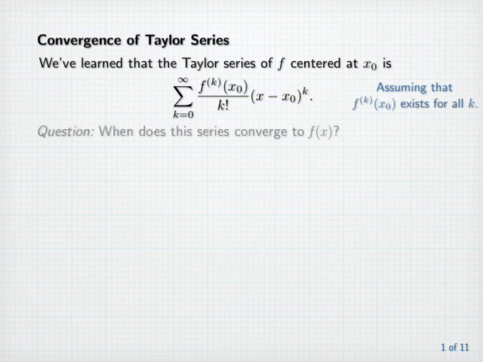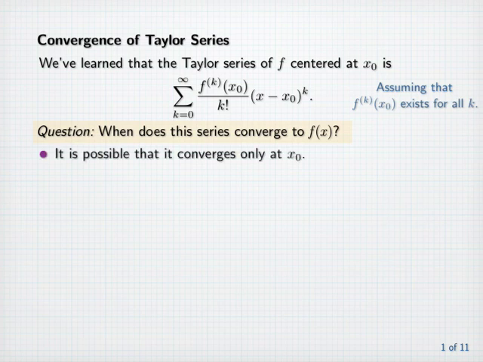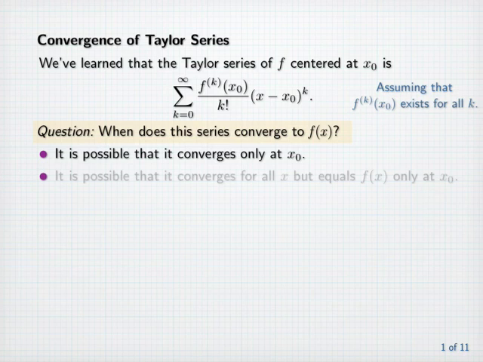The question we want to address is, when does this series converge to f of x? In other words, what do we need to assume about the function f in order that the Taylor series of f actually represents f on an interval containing x0? This is a very important question because it is possible that the series converges only at x0. Also, it is possible that the series converges for all x, but equals f of x only at x0.